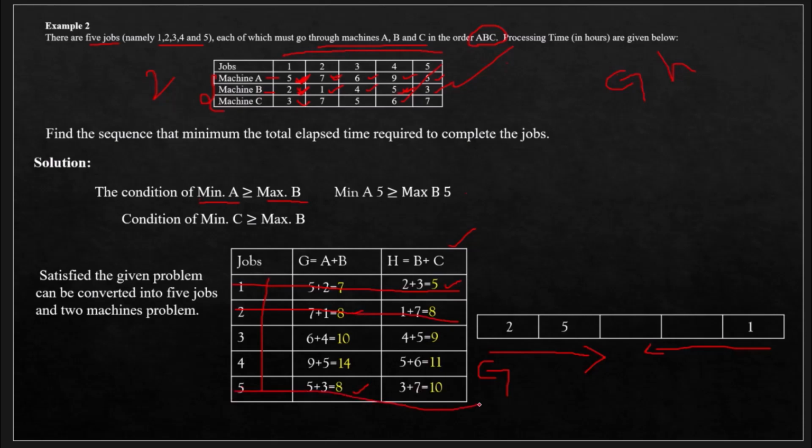Okay, and next we have 10, 14, 9, 11. So the least value is 9. This processing time is from machine H, so here we want to place it from right to left. So I am placing this third job next to the first. Again I am eliminating this for the next process, and finally we have only one job, the fourth job. So this is the sequence of jobs. Now we will proceed to the next step.